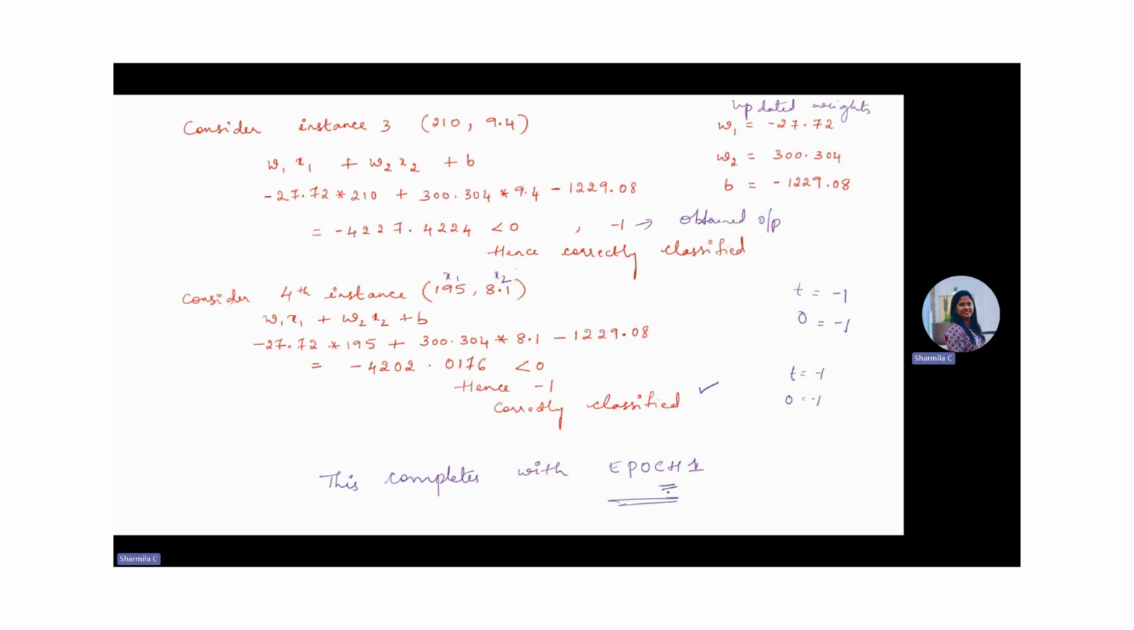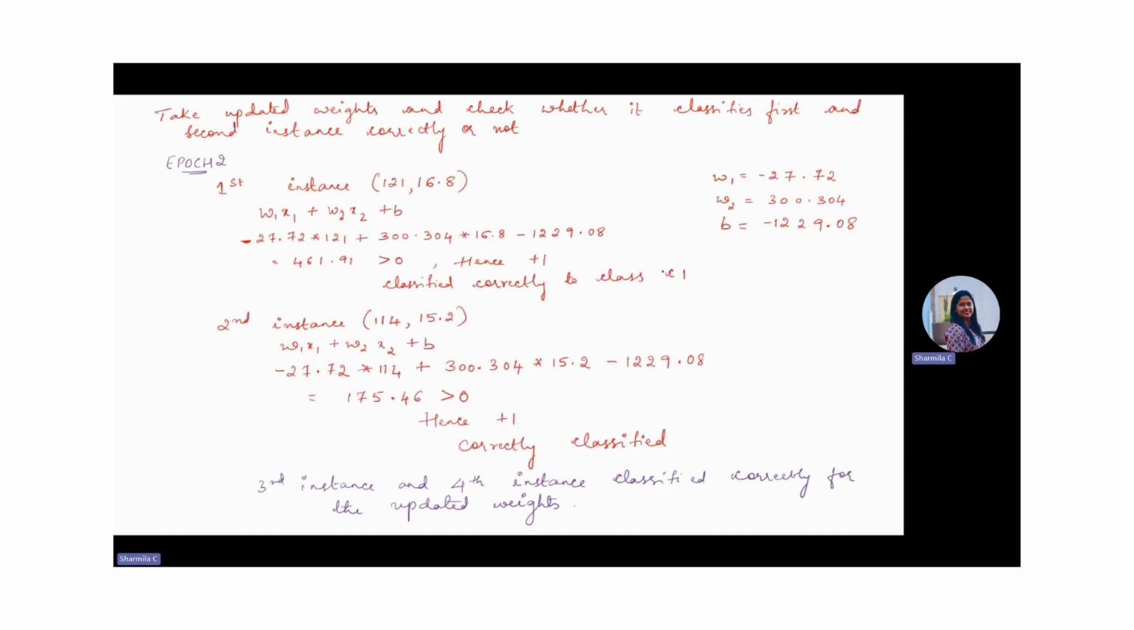Now we have to start the next epoch. Why do we have to start the next epoch? Because the weights that were updated have not been checked with the first instance, as the first instance was calculated with the help of the initial weights. So again, we have to start the next epoch, or the next iteration, and check whether these updated weights really work well with all the instances given in the training data set. So take the updated weights and check whether they classify the first and the second instance correctly, because we have already done the third and the fourth instance.